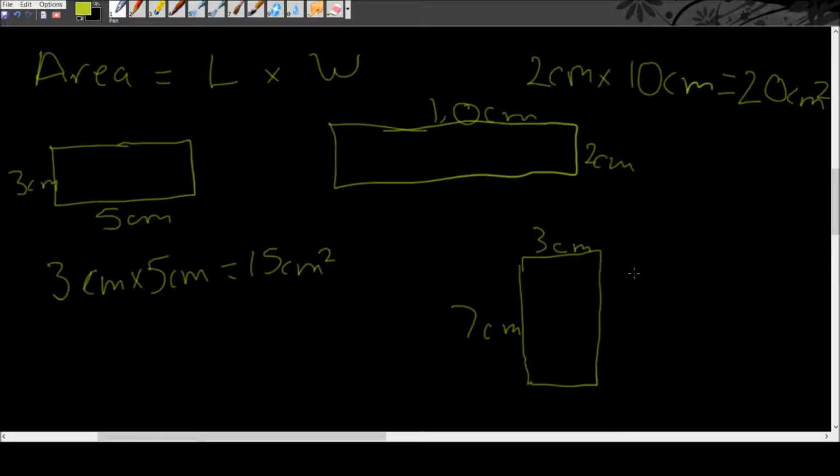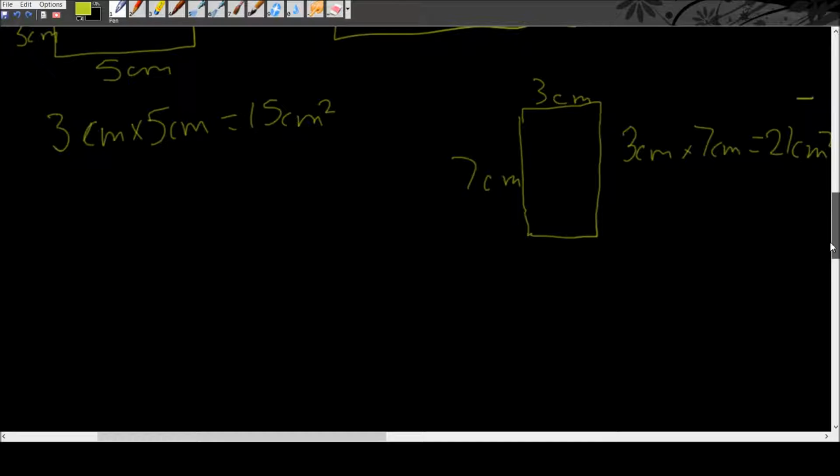Okay, and the last one here, we basically got 3 centimeters times 7 centimeters, and that's going to give you 21 centimeters squared. So the area that this shape takes in is 21 centimeters squared, the area that this shape takes in is 20 centimeters squared, and the area that this particular shape takes in is 15 centimeters squared. Okay, lovely.